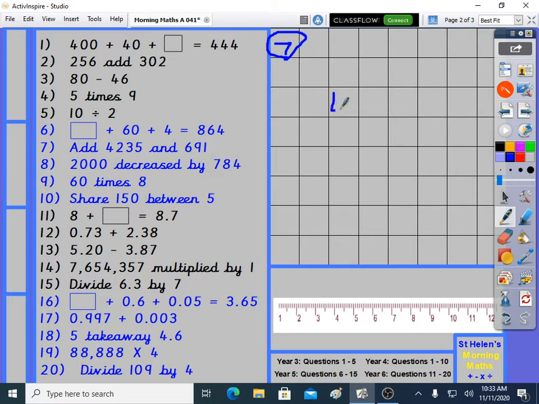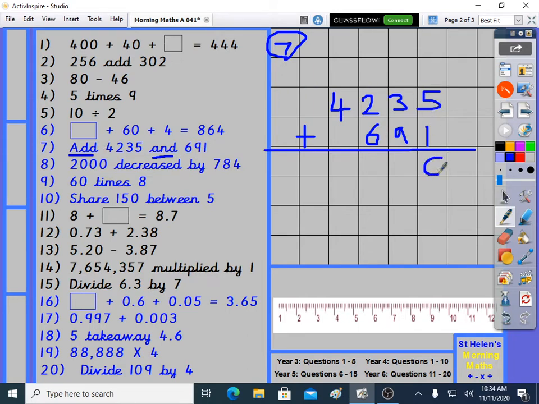Question 6. So 4,235, just add, and means plus usually as well, 691. They will sometimes try and trick you in word problems with the words, but usually, well, add is going to be doing some add if it says add.